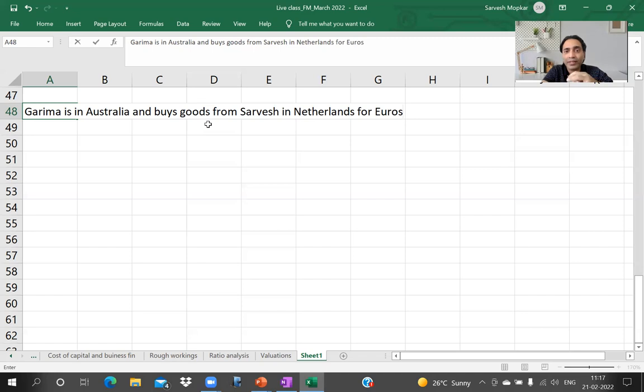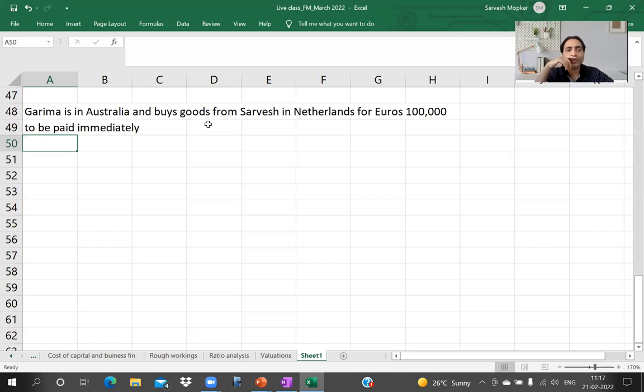The Netherlands, the Dutch currency, euros. Whatever the amount doesn't matter: 100,000 to be paid immediately. She buys goods from Sarvesh in Netherlands for 100,000 euros to be paid immediately. The spot rate, Australian dollars per euro, will be equal to 1.6789-1.6833. Just random rates.